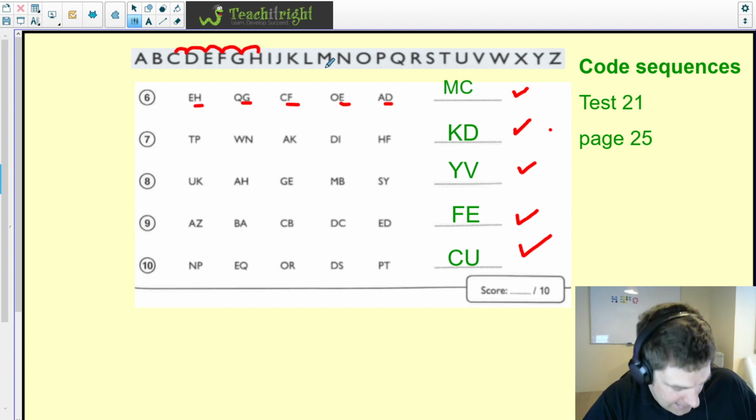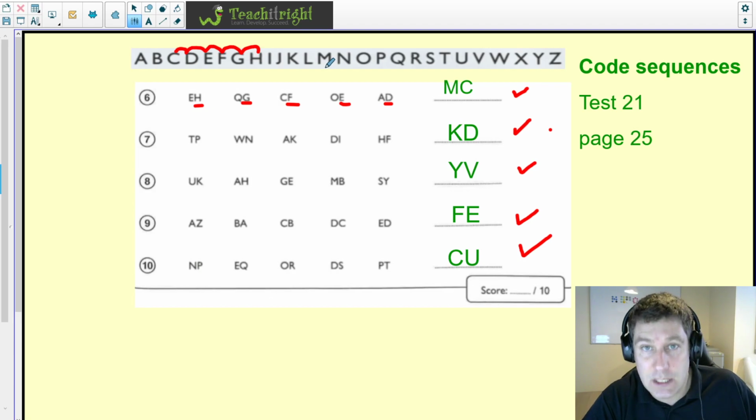Should have got KD. And the first letter was plus 3, plus 4, plus 3, plus 4, plus 3. Again, you have to be really accurate when you're counting there, particularly when it alternates between different numbers. The second letter was minus 2, minus 3, minus 2, minus 3, minus 2 to get your D. So again, really accurate when you're counting.